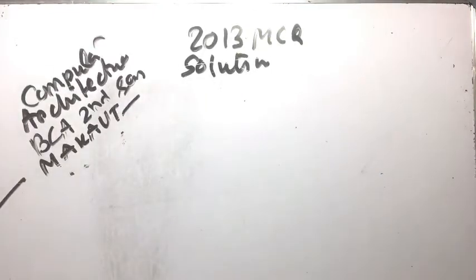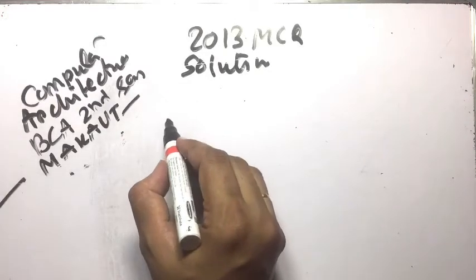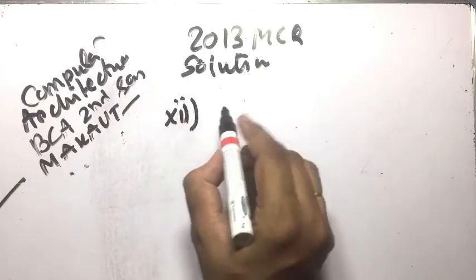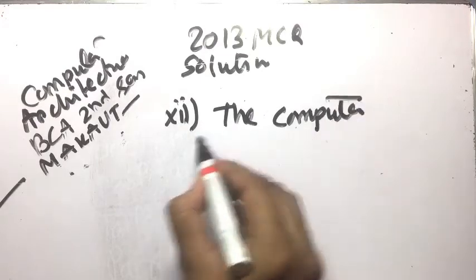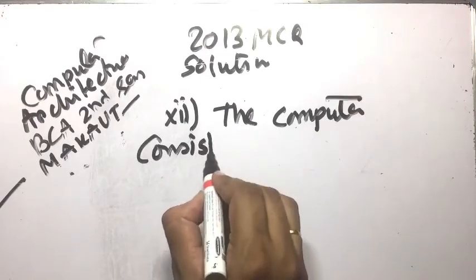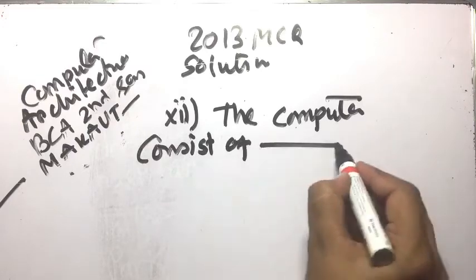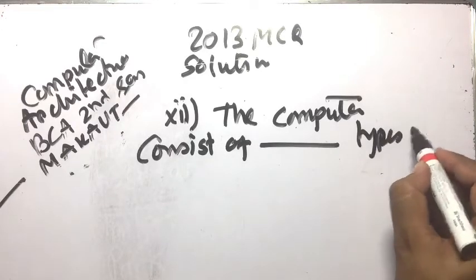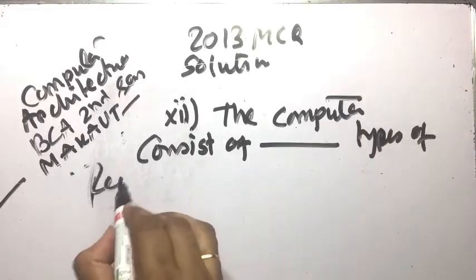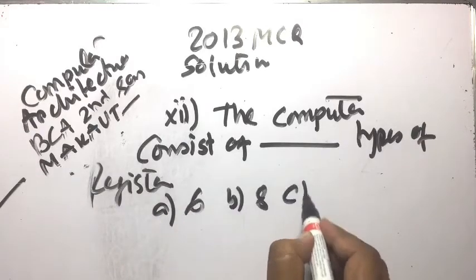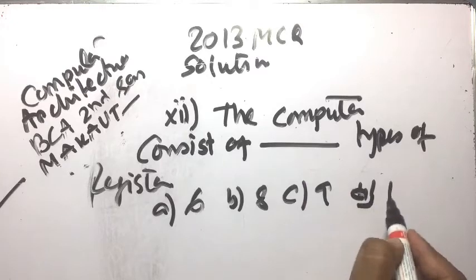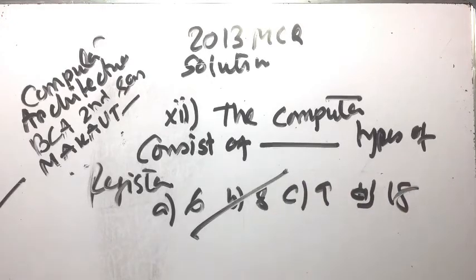Next, this is the last question. The basic computer consists of dash types of registers. Option A 6, option B 8, option C 9, option D 18. Answer is 8. The basic computer consists of 8 types of registers.